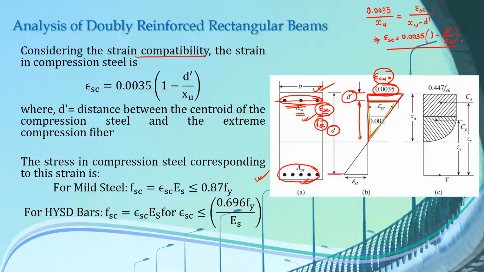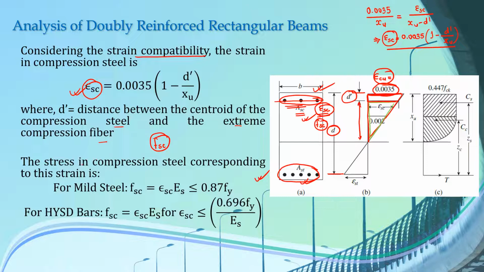So this is the equation that we use to find the strain in our compression reinforcement, and the same equation is written here. D dash is the distance between the centroid of the compression steel and the extreme compression fiber, as we just discussed. So after determining this epsilon SC, we can find FSC now. So how do we find FSC?